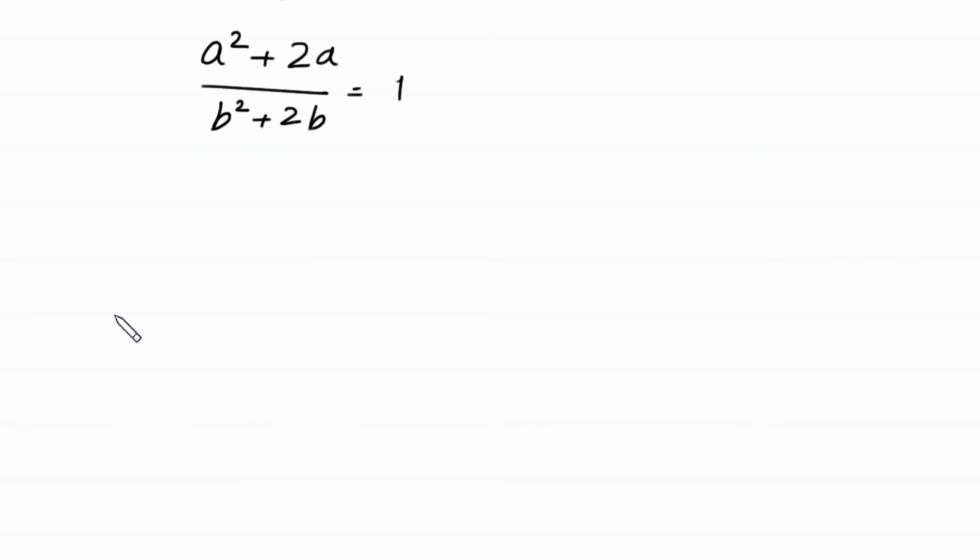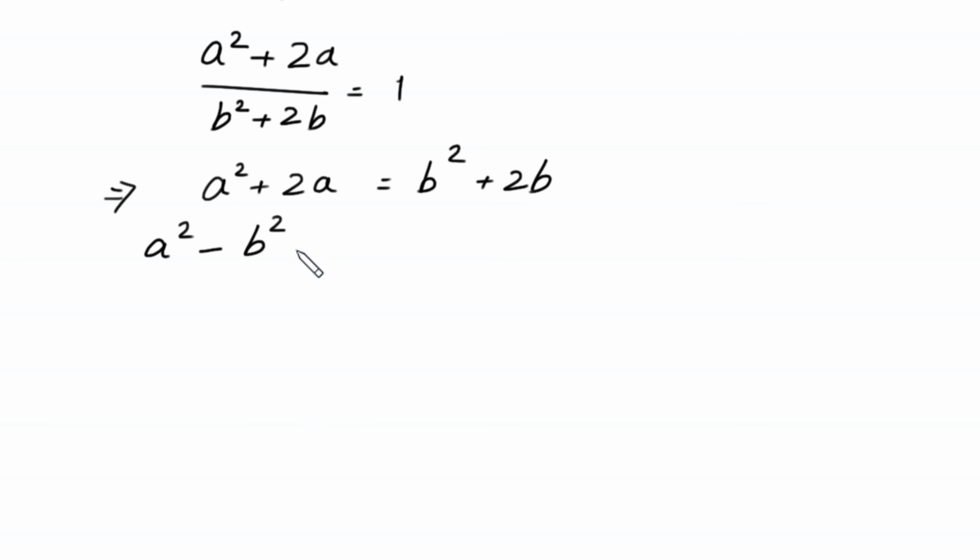Now if we multiply both sides of this equation by b squared plus 2b, then this implies that a squared plus 2a is equal to b squared plus 2b, and we move everything to the left side. A squared, this positive b squared becomes a negative b squared at left side, plus this 2a, and this plus 2b becomes negative 2b at left side is equal to 0.